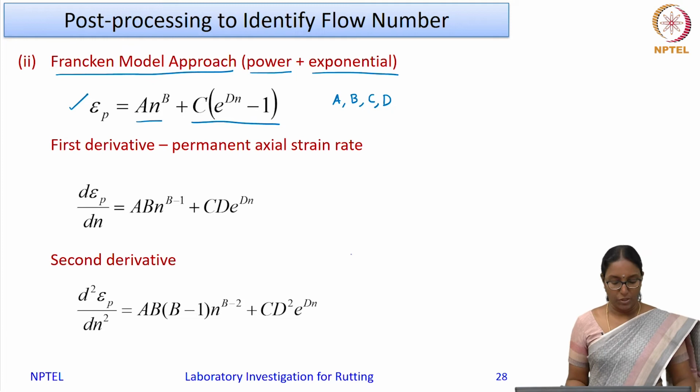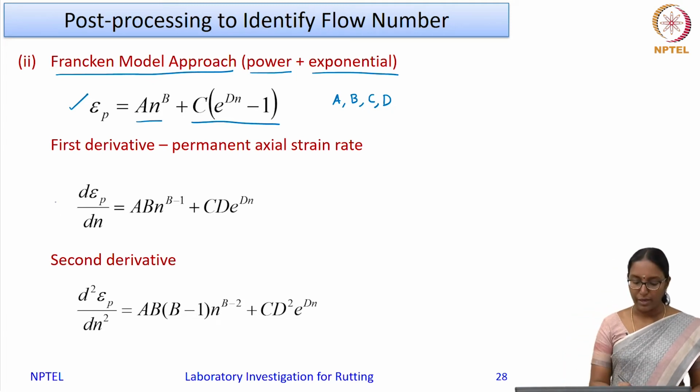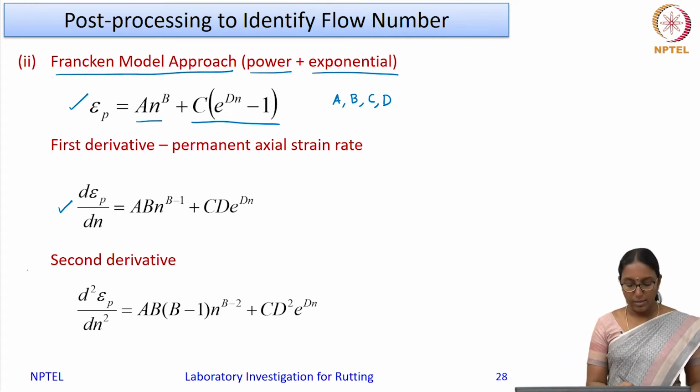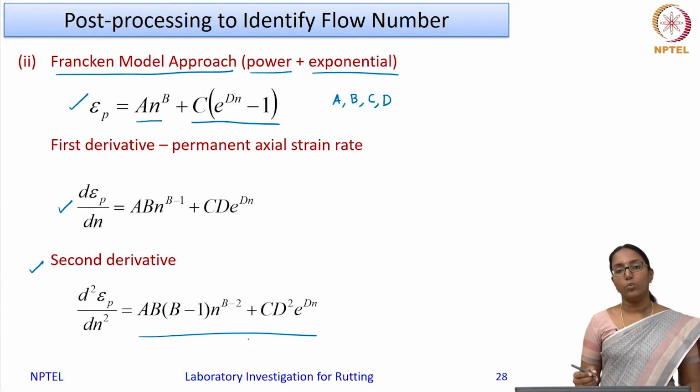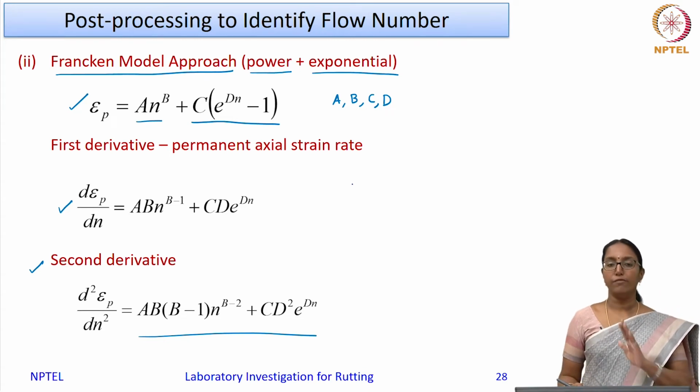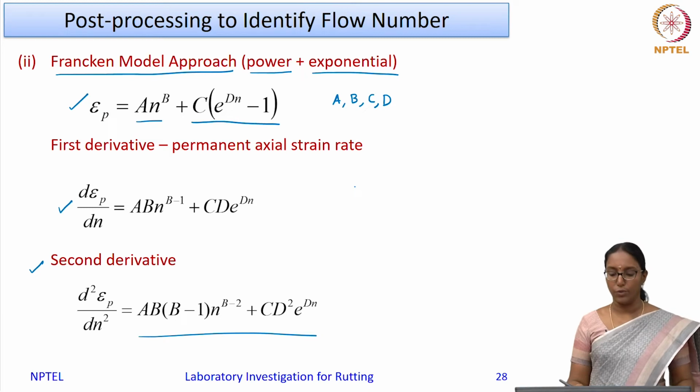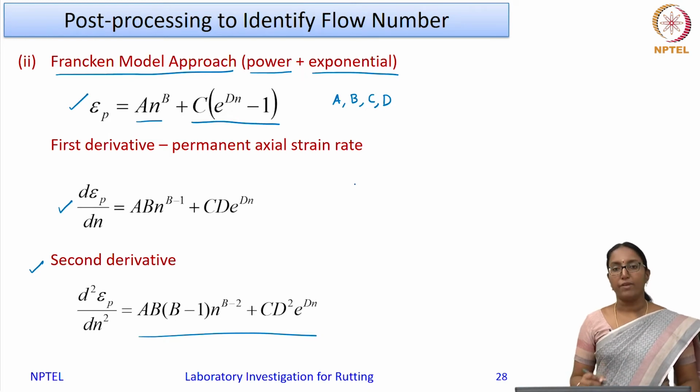You can use any optimization algorithm to fit the data using this curve, and then you can find what these coefficients are. Once you get the coefficients, you can find the first derivative using this expression, and then you take the second derivative also. Once you get the second derivative, the point at which the derivative changes sign from negative to positive will give you the flow number. So this is the Francken model approach.